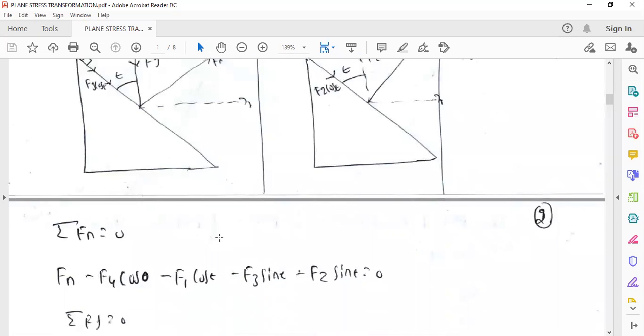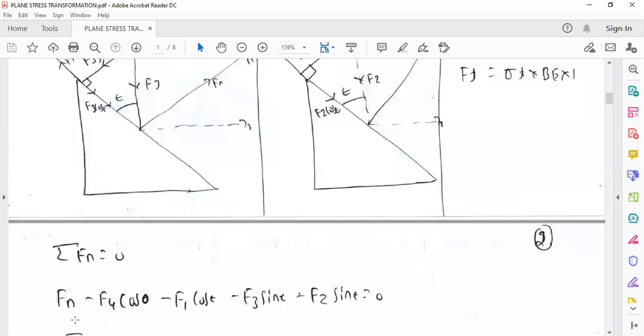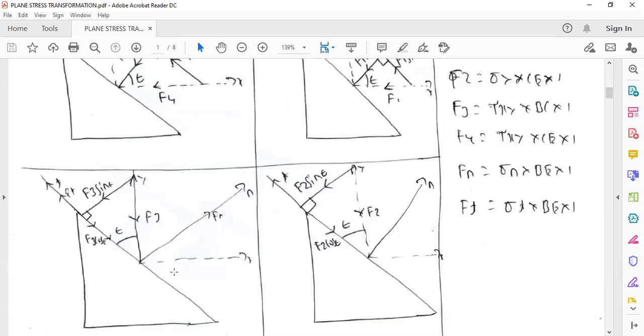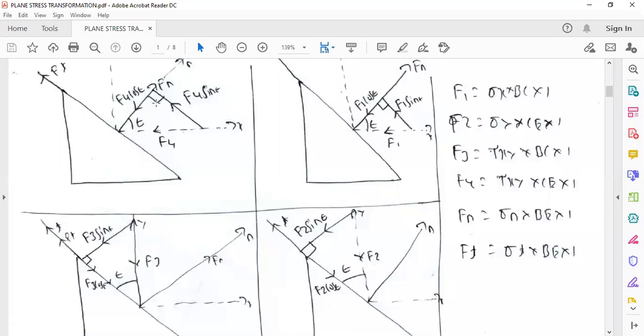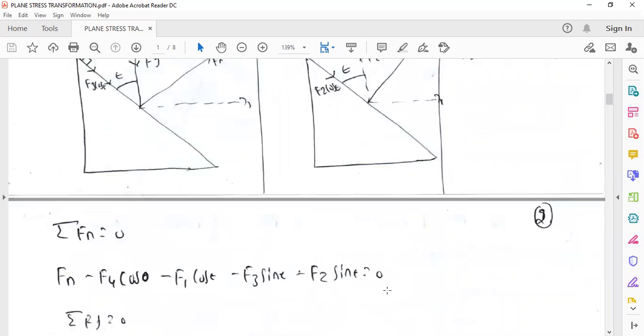equal to 0. I will write my Fn force acting along the normal vector n, and then these forces are acting opposite to my normal vector: minus F4 cos theta, minus F1 cos theta, minus F4 cos theta, minus F1 cos theta. Ft is also acting opposite: minus F3 sin theta, minus F2 sin theta is equal to 0. This is about the normal force.